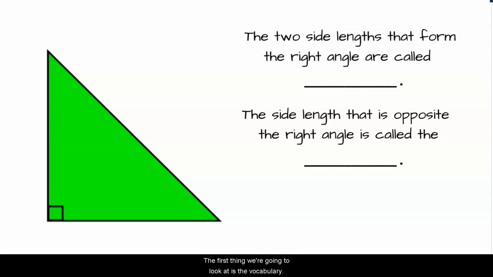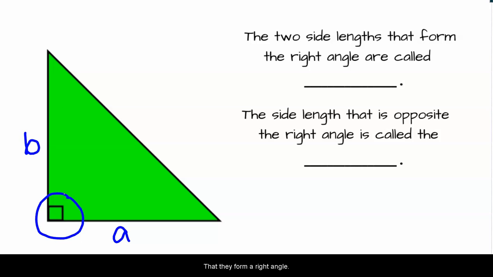The first thing we're going to look at is the vocabulary. So you can see this green triangle on the left. There are three sides to a triangle. So the two side lengths that form the right angle, I want you to take a look at those. We've got two side lengths here that form the right angle. We're going to call this side length A and side length B. Together you can see that they form a right angle. Those two side lengths are called legs. They are the legs of a right triangle.